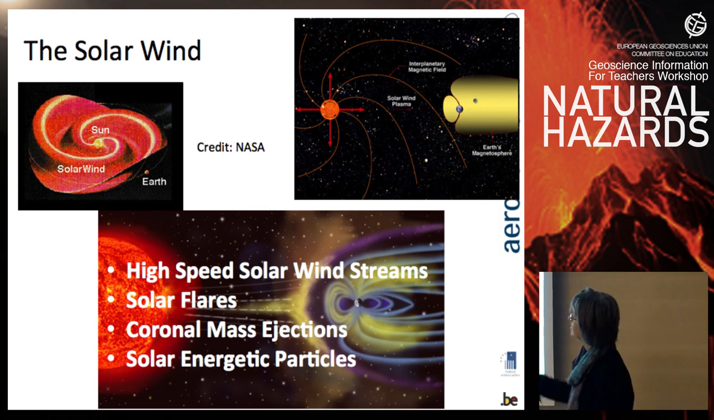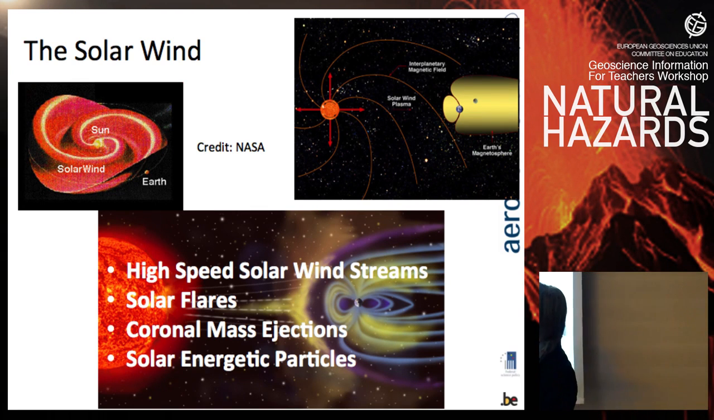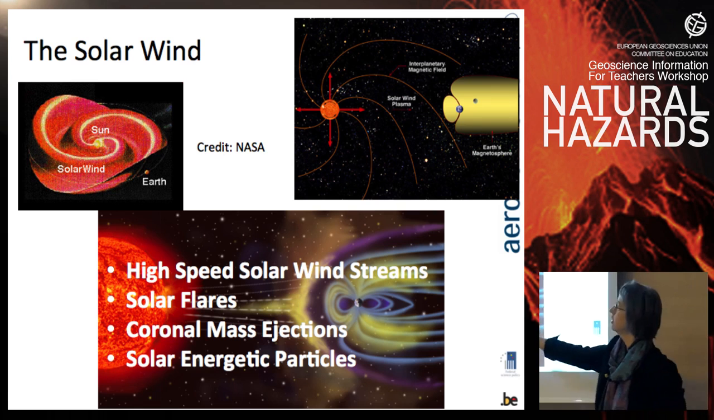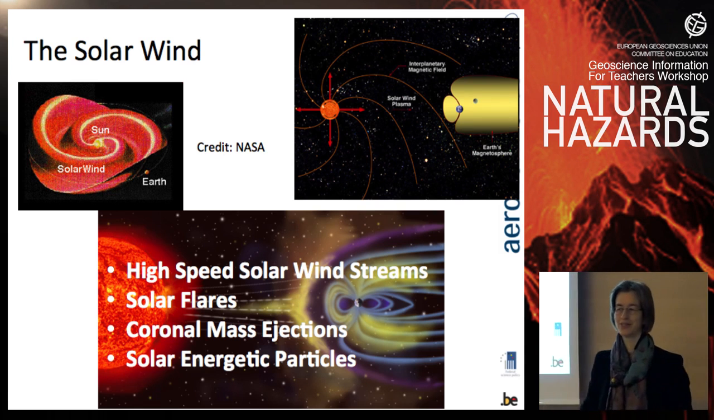So I already mentioned the solar wind. So on the left side there, so basically the sun is rotating.